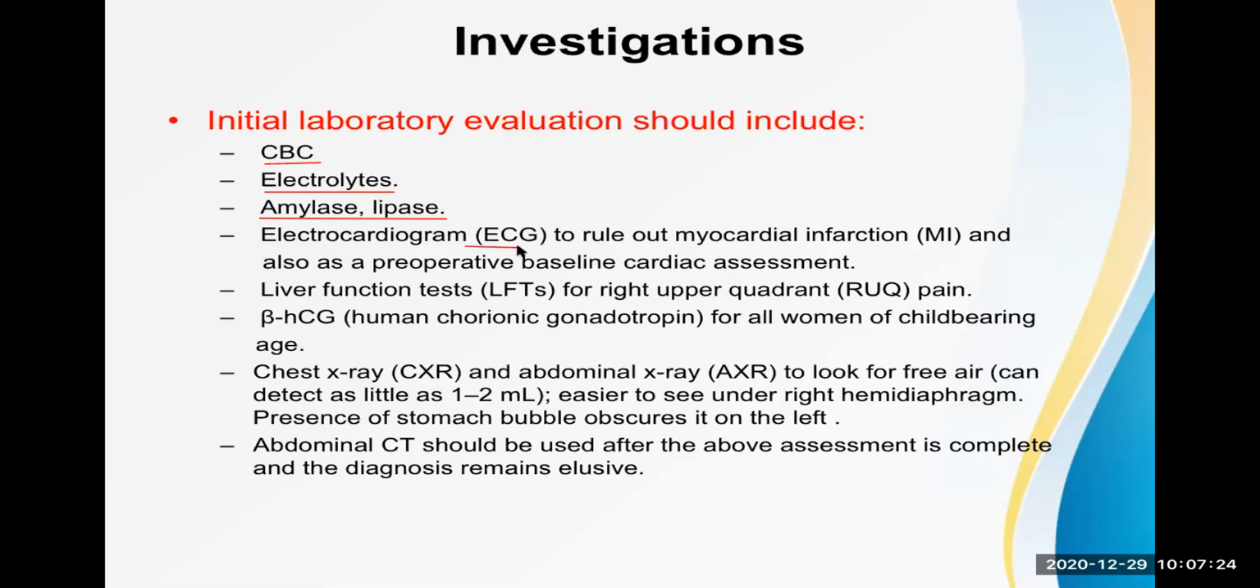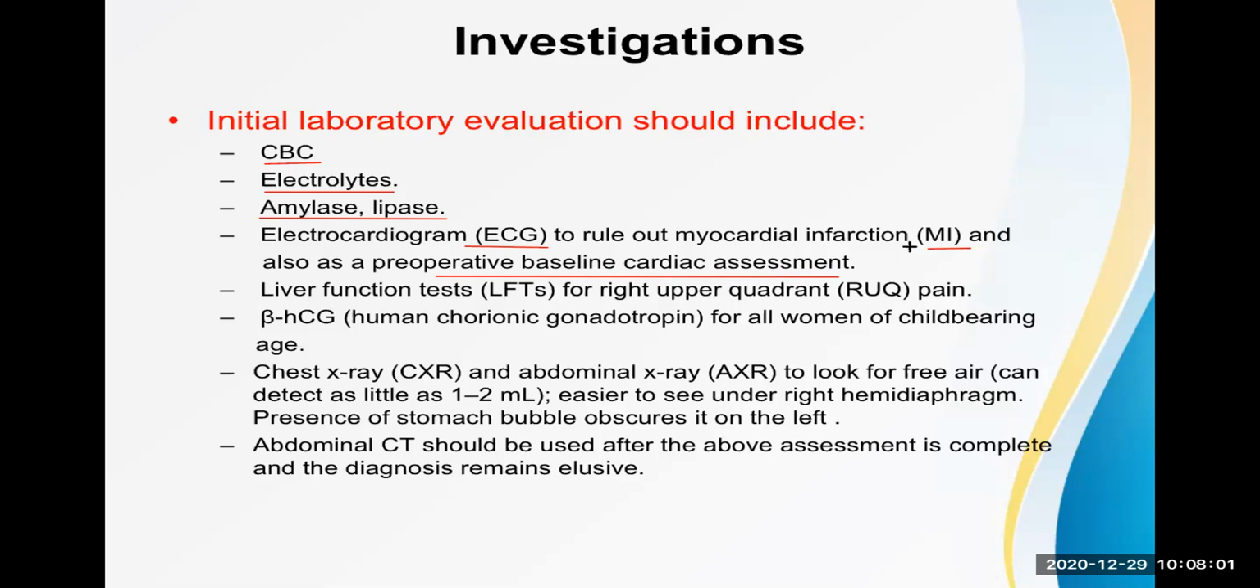Now, ECG is done to rule out myocardial infarction and also as a preoperative baseline cardiac assessment. In the last class also, I clearly told about this. If our patient is more than 30 to 35 years old and presents with abdominal pain, we should always rule out ischemic heart disease, like angina or myocardial infarction. Always. Never send them home without doing an ECG.